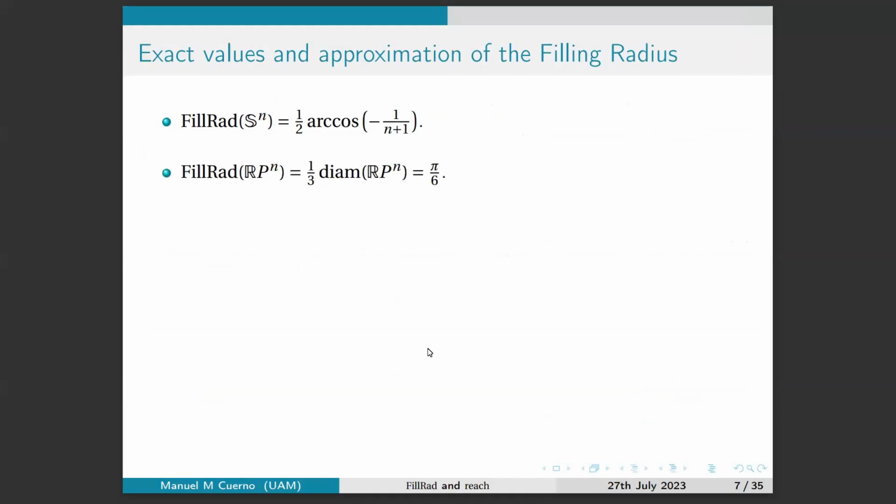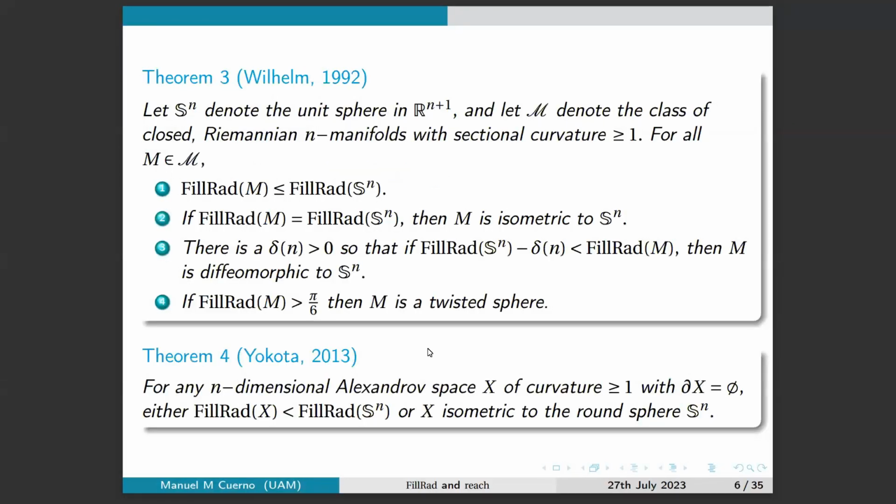Sorry, Manu. In the previous slide, what's a twisted sphere here? A twisted sphere is when you glue two disks, but the identification on the boundary is not the identity. I see. Okay, thanks.